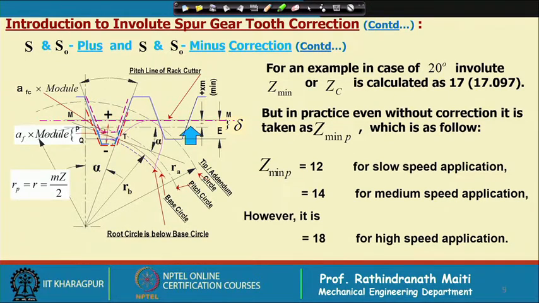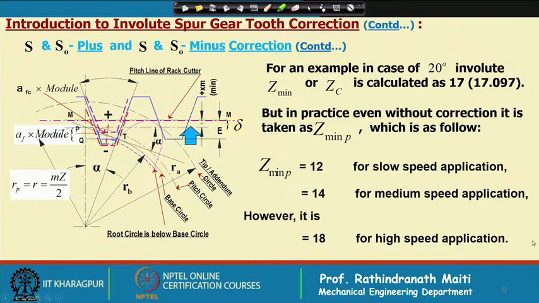This number can be taken as 14 for medium speed application. Whereas, if we go for high speed, then it is better to go for 18, not even 17, we should go for 18, so that there would be less dynamics. This means that the violation of conjugacy can be accepted for slow speed or medium speed.